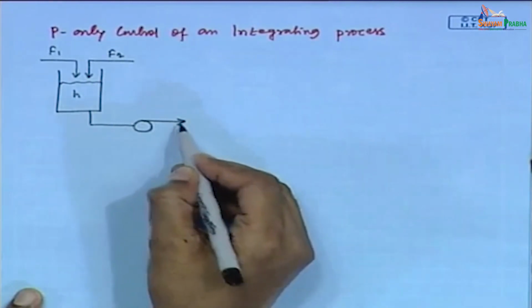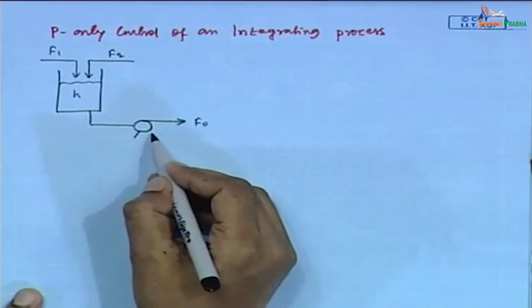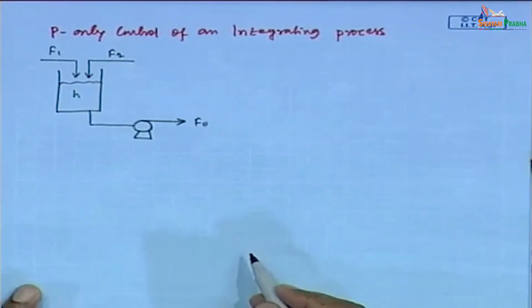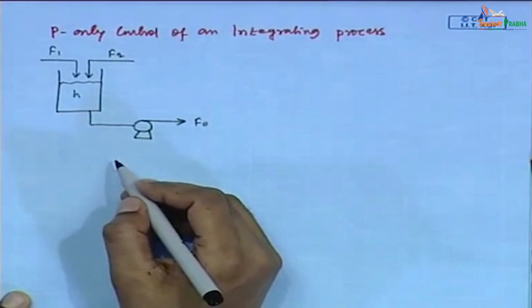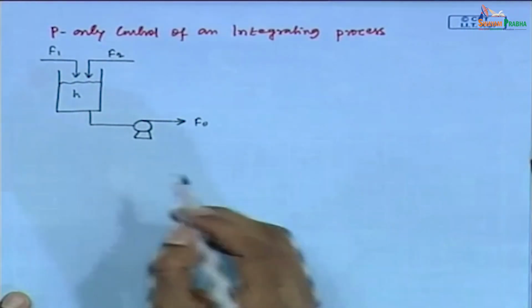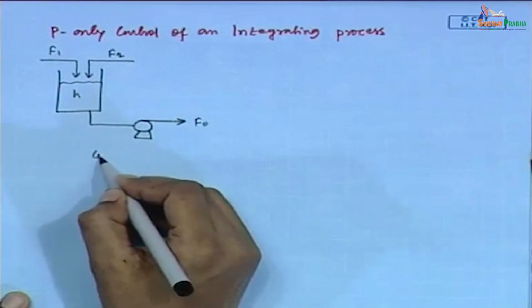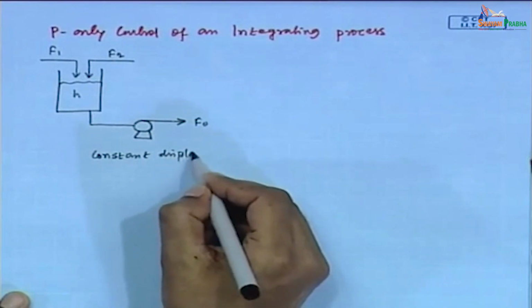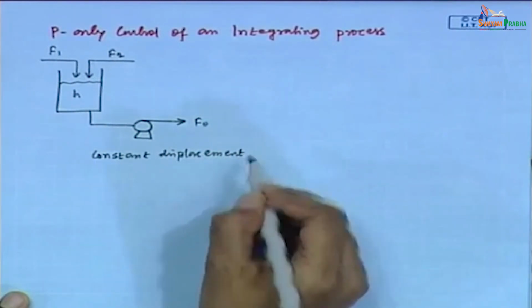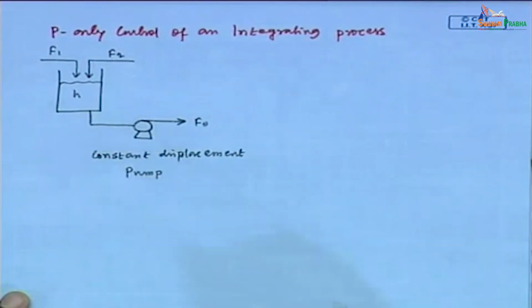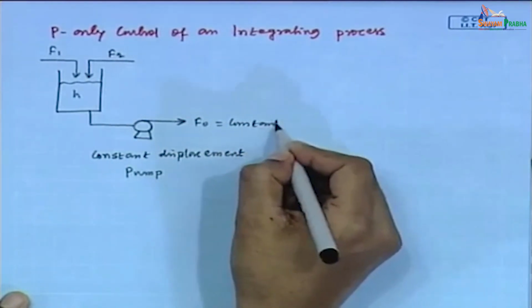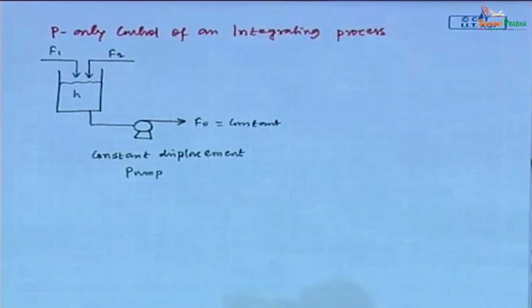One outlet stream is involved, which has the flow rate of F naught, and one constant displacement pump is installed in the outlet section. This is a constant displacement pump. It indicates F naught is a constant term. Fine. F naught is constant.